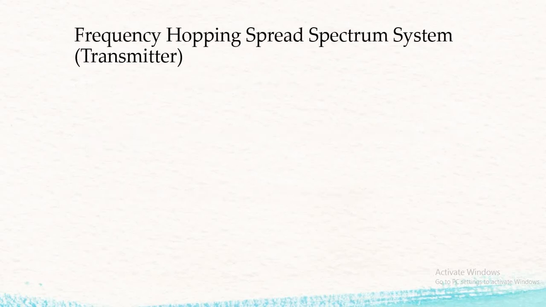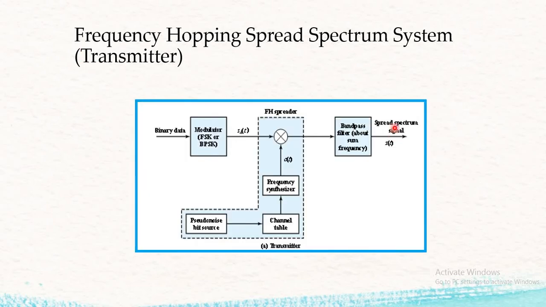So, frequency hopping, the FHSS transmitter. This is a block diagram of a transmitter. Here, first we have binary data, and on that binary data we apply the BPSK technique. This is the first thing, and then we mix that BPSK signal or FSK signal with another frequency.